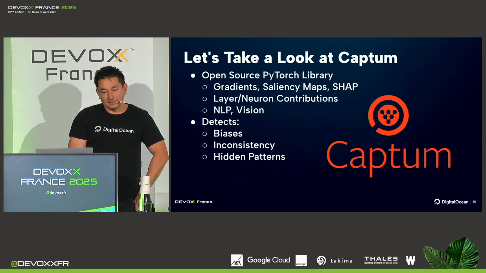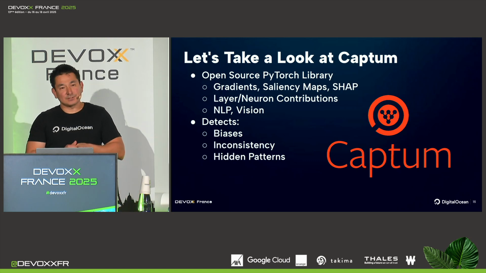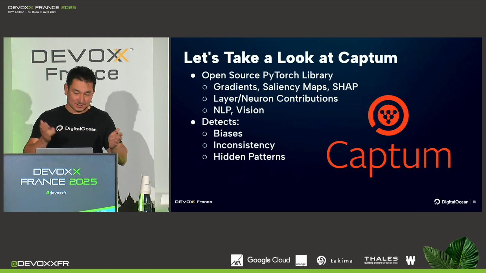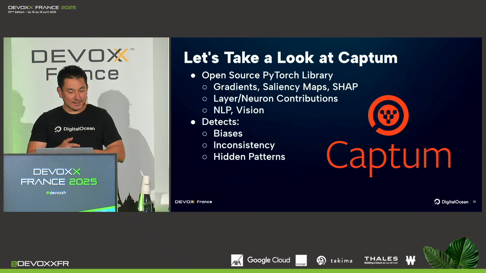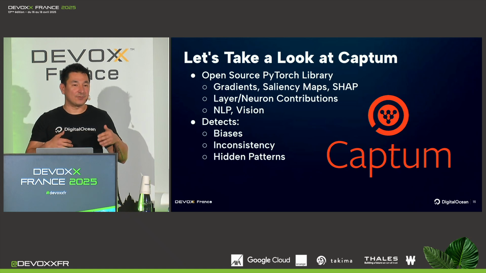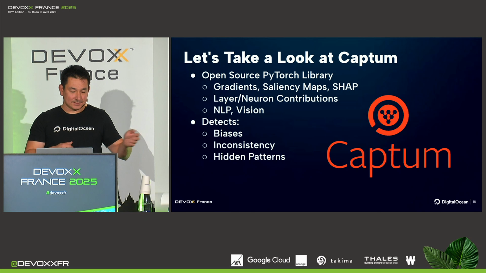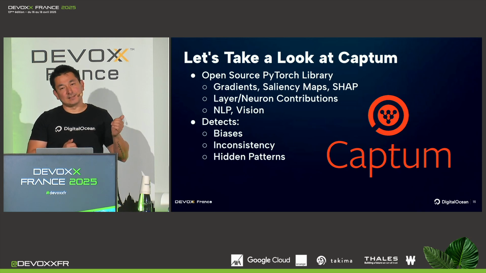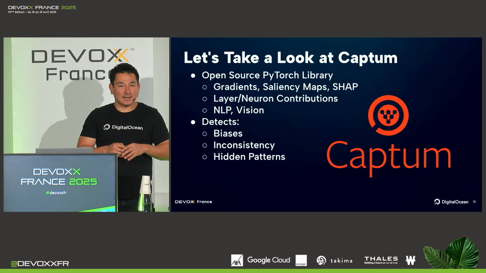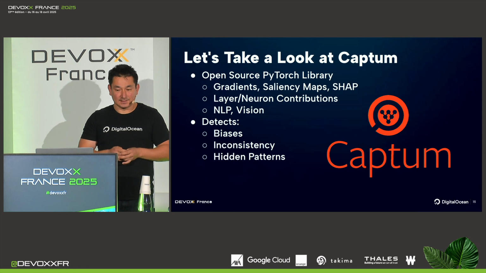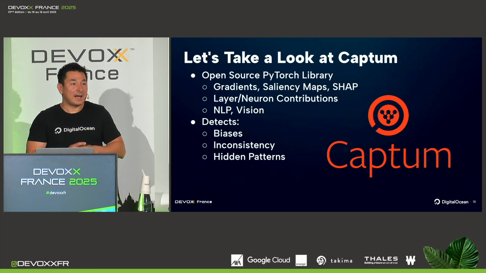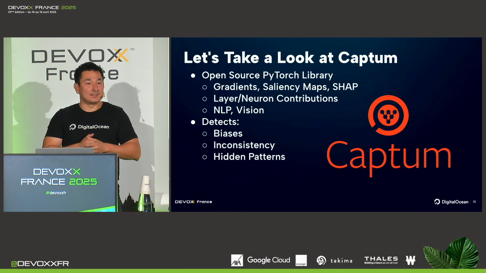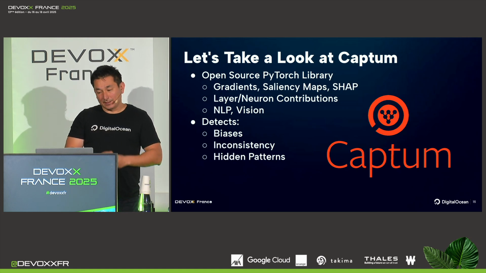So for Captum, like I said, it's an open source PyTorch library. It uses gradients, SHAP, and a bunch of other things. You can do layer and neuron contributions to understand how things contribute to your final answer. It works for NLP, it does vision, and the idea is it lets you detect your biases, detect your inconsistencies, and identify any hidden patterns that might not be obvious in your data set and in the pictures, sentences, and words that you're using for inference in your AI and ML models.